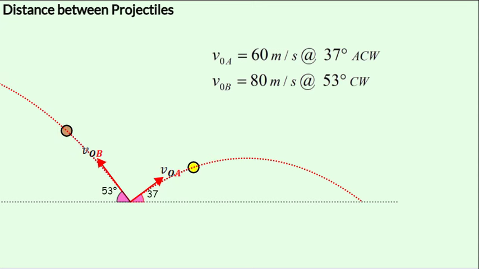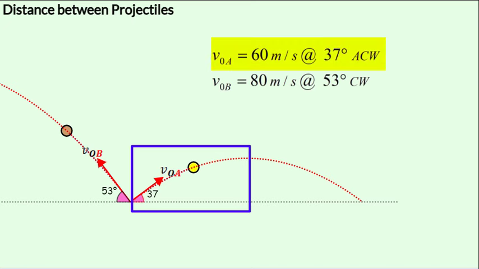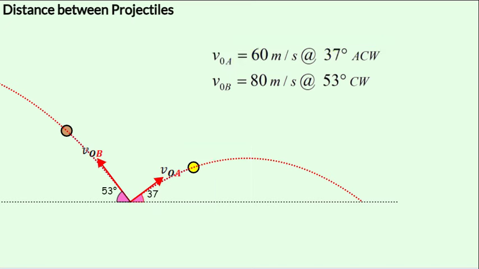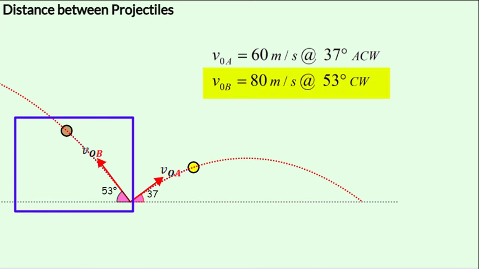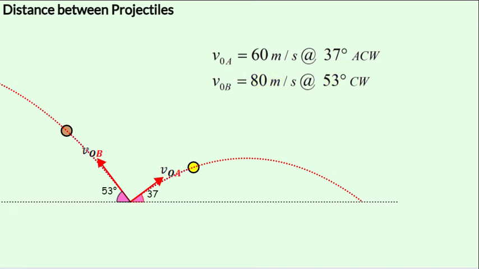A projectile A is launched with a speed of 60 meters per second at an angle of 37 degrees with the x-axis measured anticlockwise. At the same time, another projectile B is launched with a speed of 80 meters per second at an angle of 53 degrees with the x-axis measured clockwise. We have to find their separation after a second.